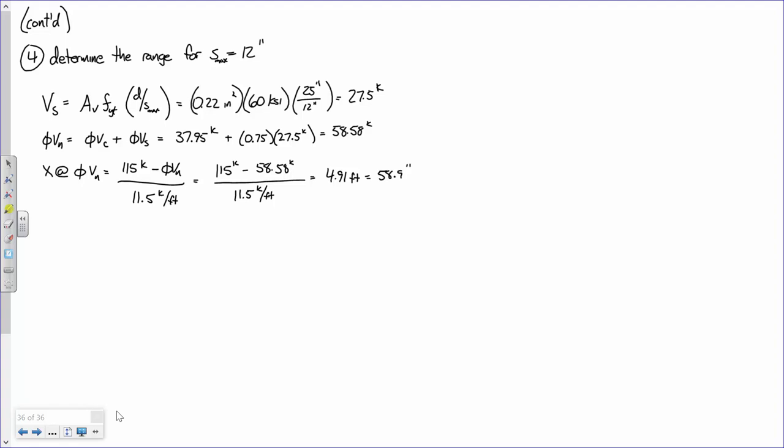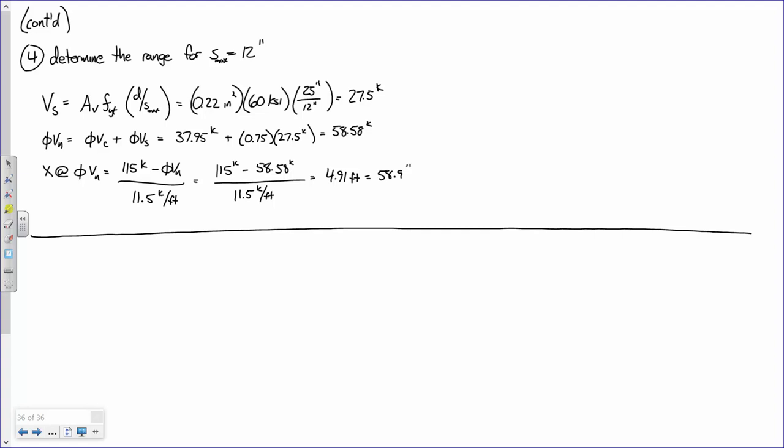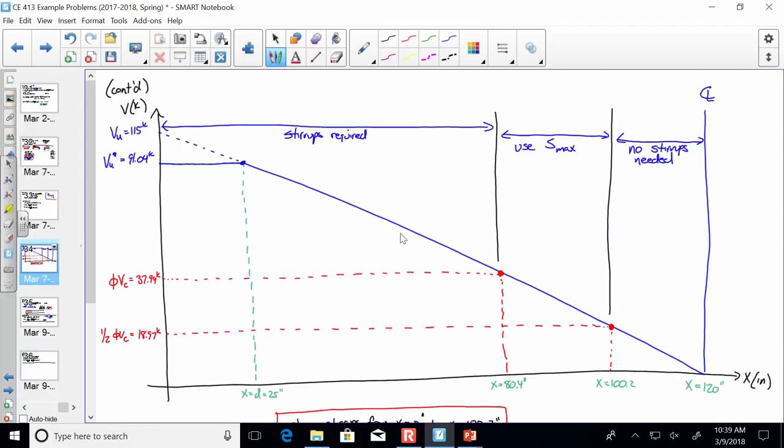It's just the nominal capacity. No, it's just VC plus VS. Everybody okay with this? Why is this superseding our original region? Because it's really just the physics of it. If you use 12-inch spacing, based on these beam dimensions, you'll get a capacity of 58.58 kips. You can use that spacing starting about right here, because that's what that value is on the shear diagram. That would be a simplistic way of going about it, but you can save some stirrups by recognizing you can start it right here. Does that make sense? That's a good question. Is everybody else okay with that?